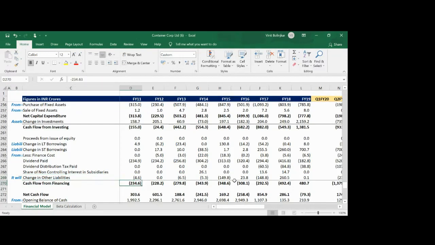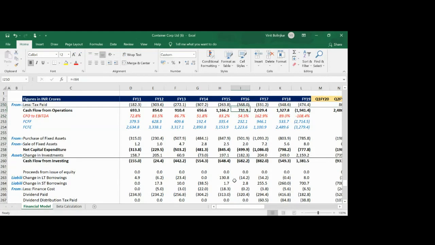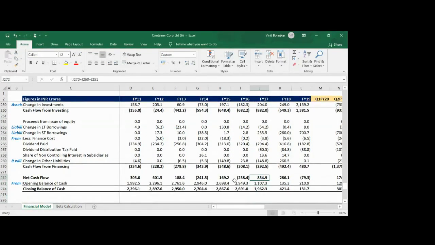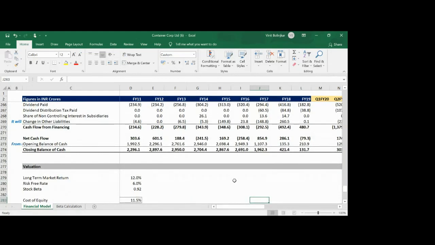So finally you get cash flow from financing, and when you deduct this from the cash flow from operations, less cash flow from investing, less cash flow from financing, you will get net cash flow. And when you add this net cash flow to the opening balance, this is the number which is reported on the asset side of the balance sheet. Okay, so this is how all the three of them tie up together, right?